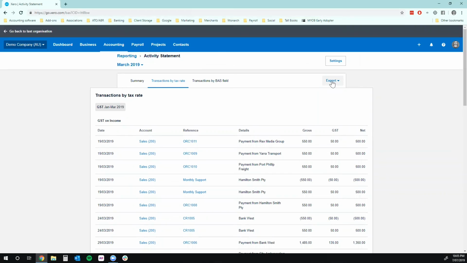I would recommend at this point you want to click export and send it off to PDF. I always save my reports that I've used to lodge the BAS as PDF because this allows me to look back and see how I calculated something. You can also provide this information to your accountant or bookkeeper.